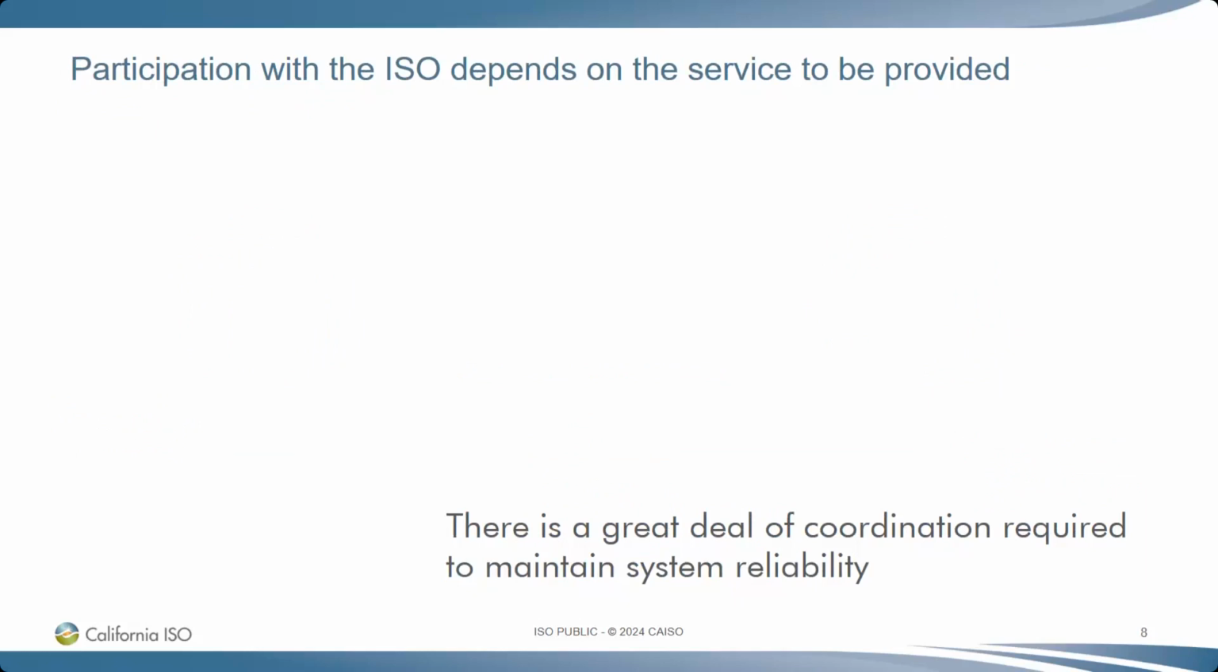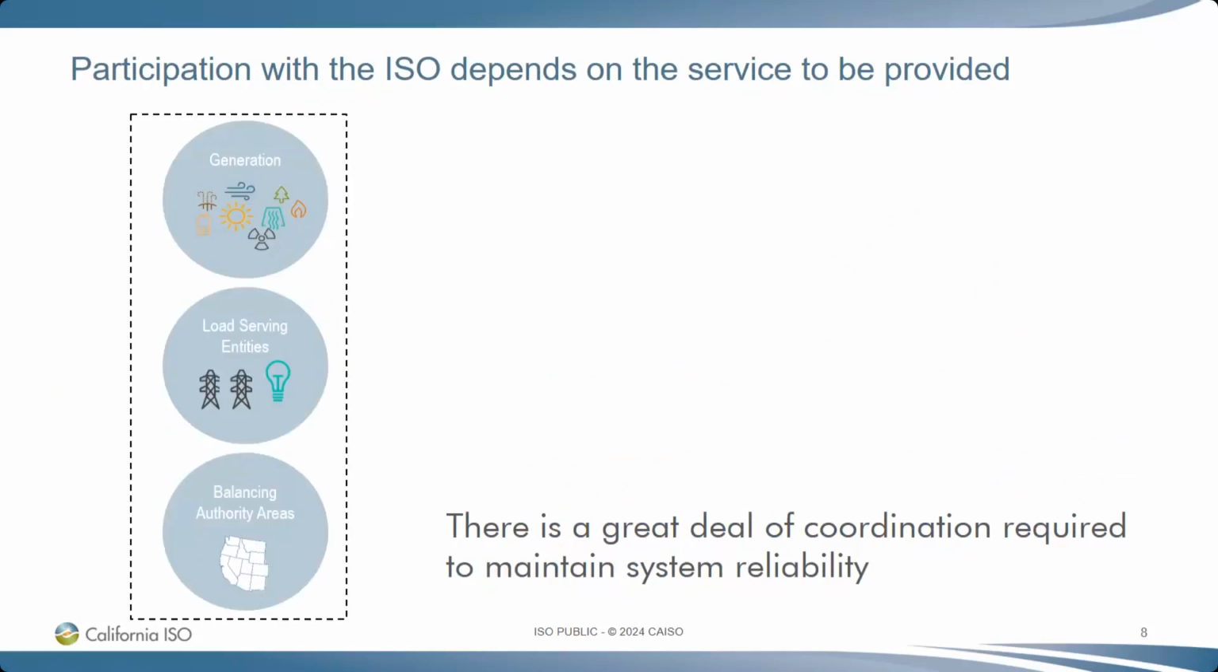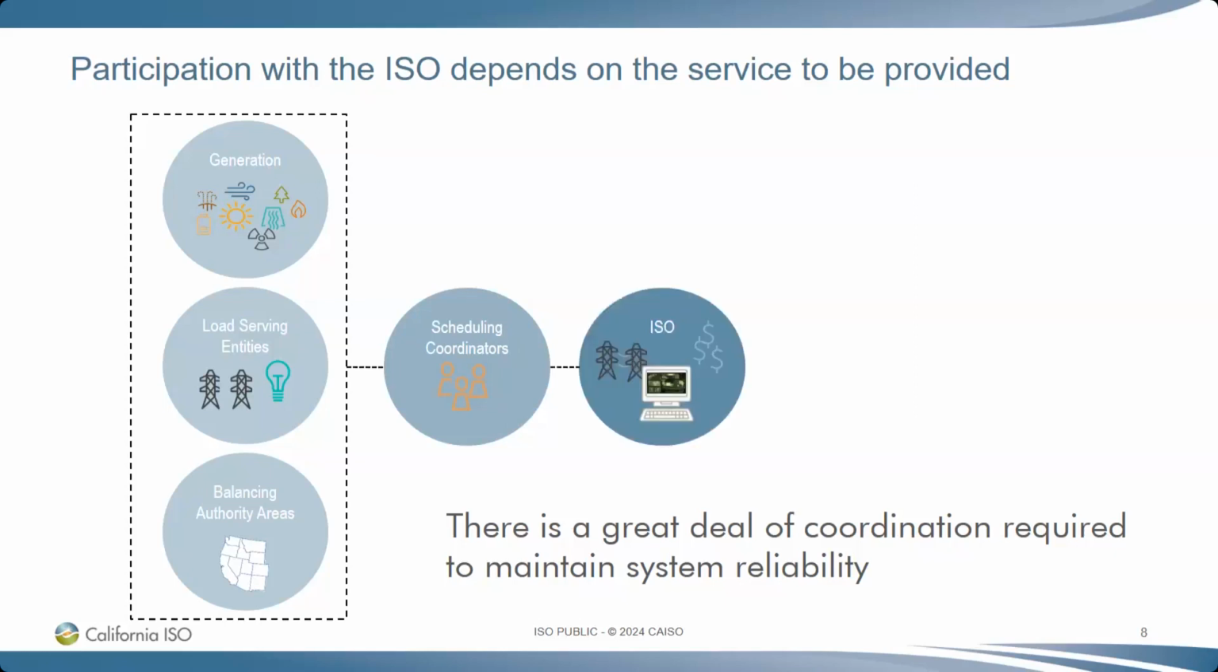Also, how do you participate with the ISO? Again, we've got our generation, our load serving entities, and our balancing authority areas. These are our resources and our energy users in our areas. But in order to participate in the ISO market, each one of these needs to either be a scheduling coordinator or procure the services of a scheduling coordinator. That's your main point of contact. If you are a resource owner, especially if you're bringing it online, it's your scheduling coordinator that you need to be communicating with, because they're the interface with the ISO.